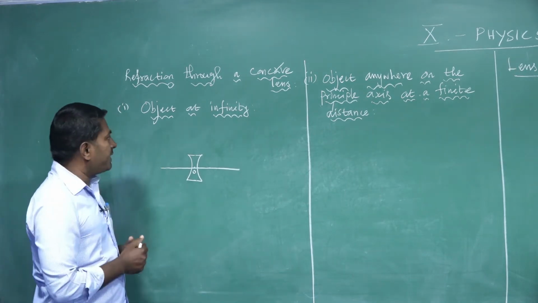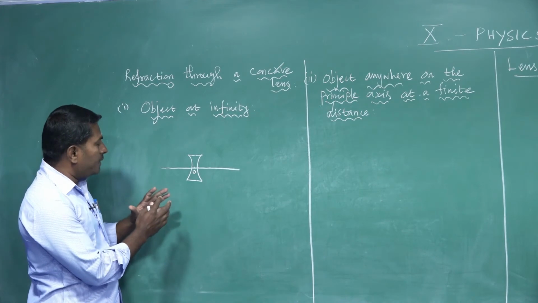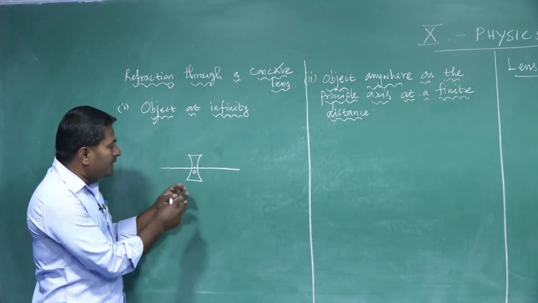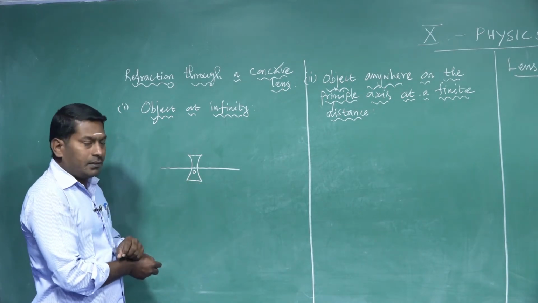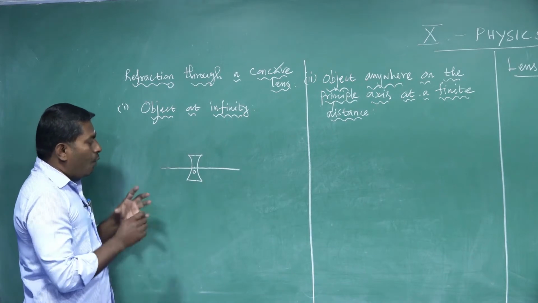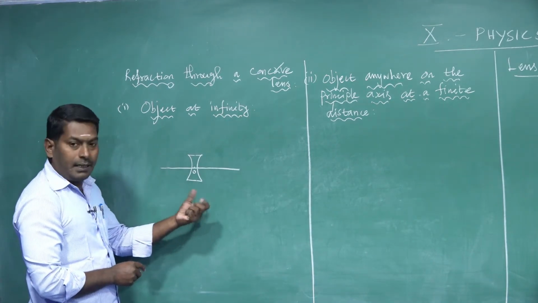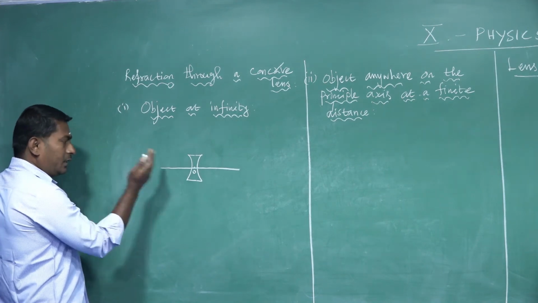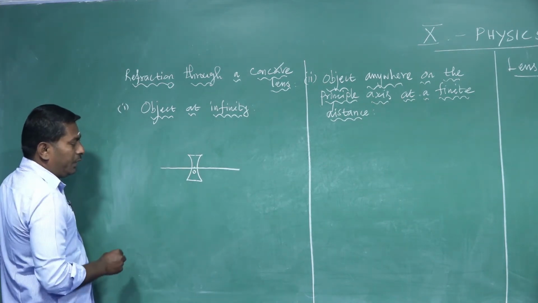Now we are going to discuss when an object is placed at different positions in front of the concave lens, how the image is formed by the concave lens. In the first position, the object is placed at infinity. What happens? The image is formed by the concave lens. So the object is placed at infinity at one side of the concave lens.